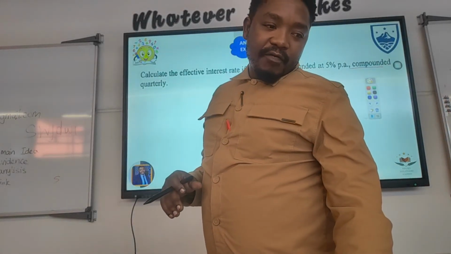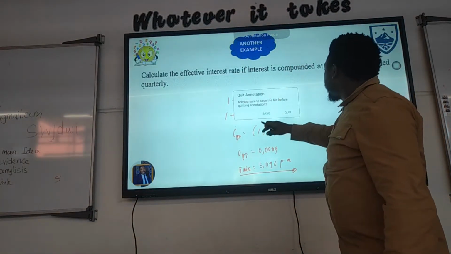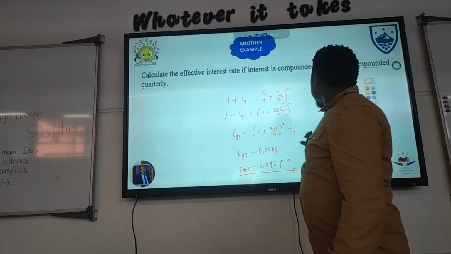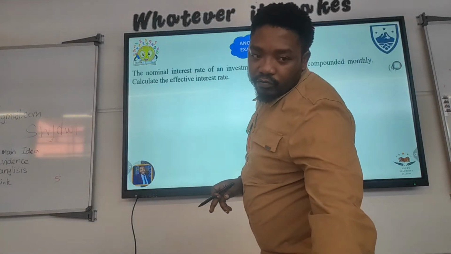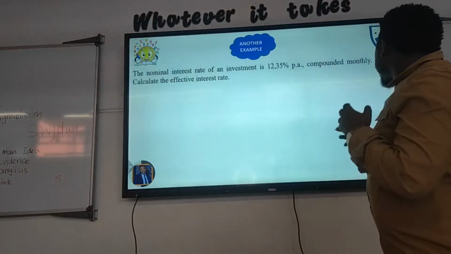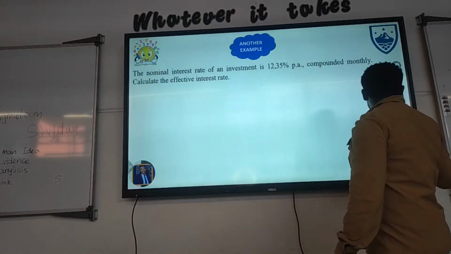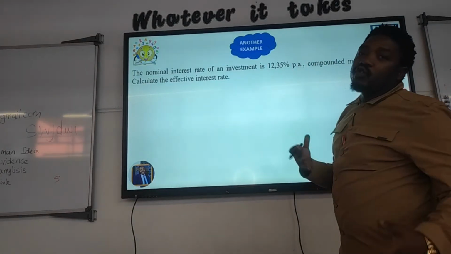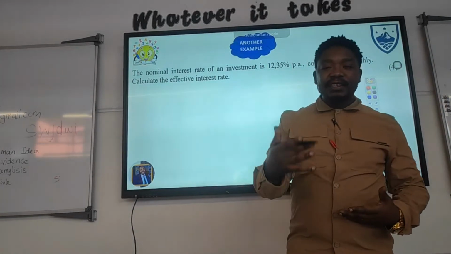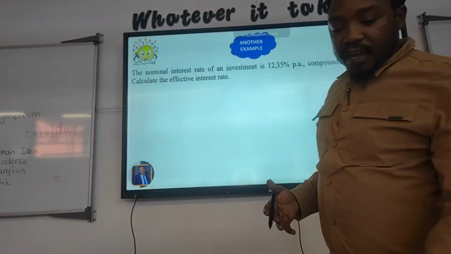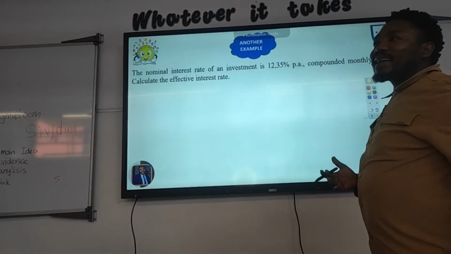And then let us see if we can do more of these problems. I also have given you a different problem that has different wording. And they call it the nominal interest. The interest that is given to you to find the effective interest is normally called the nominal interest. This is the normal interest that is given to you, as far as the number of compounds per year has been given to you.